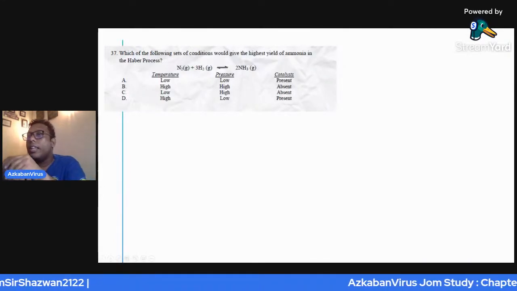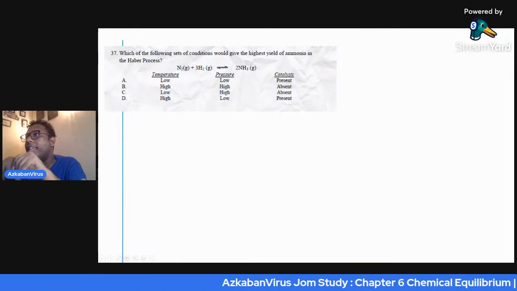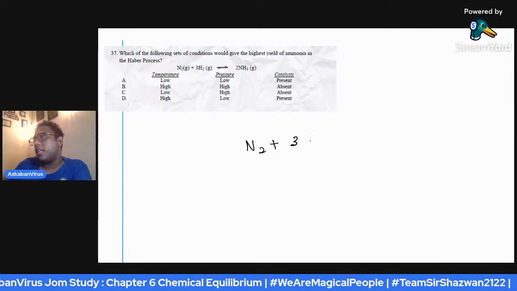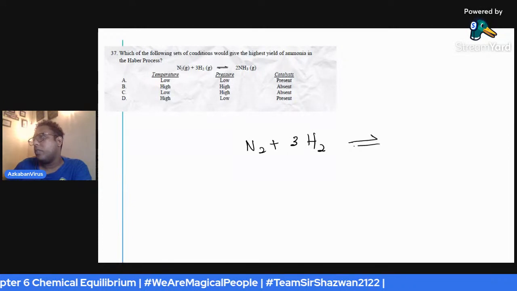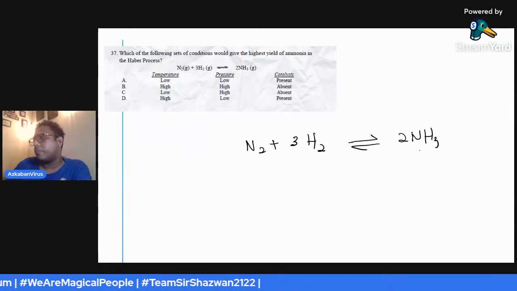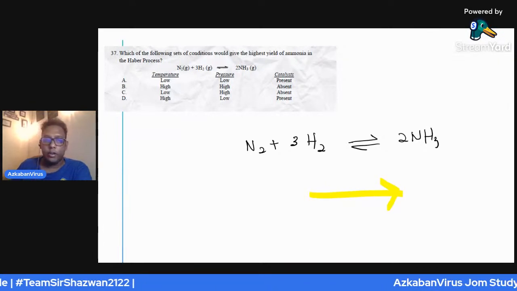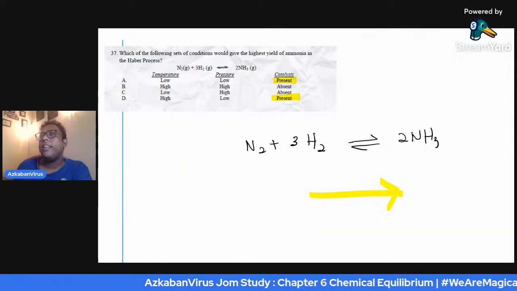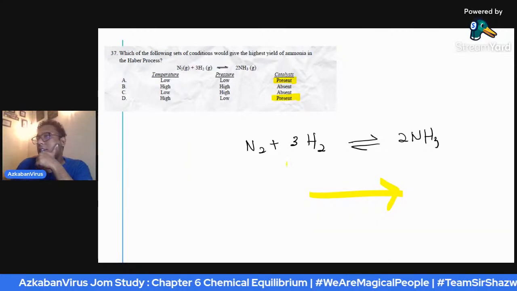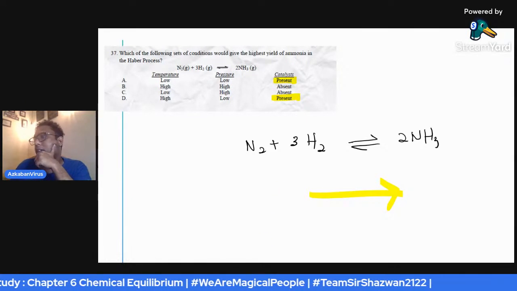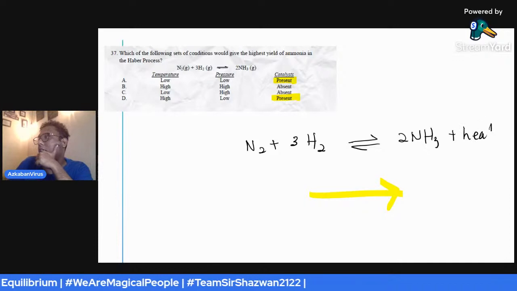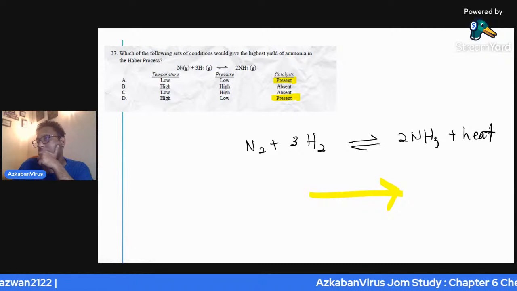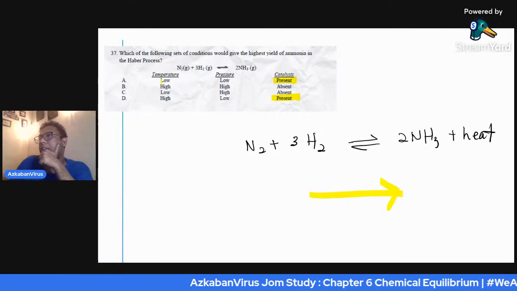Next one. Last question. Which of the following sets of condition would give the highest yield of ammonia? Dia nak yield ammonia. N2 tambah 3 H2 jadi 2NH3. Dia nak shift to the right. First kali, catalyst. Catalyst mesti ada. Tiada catalyst lambat. Yang kedua, ini adalah an exothermic reaction. So, tambah heat dekat sini. Bermaksud dia mestilah at low temperature.